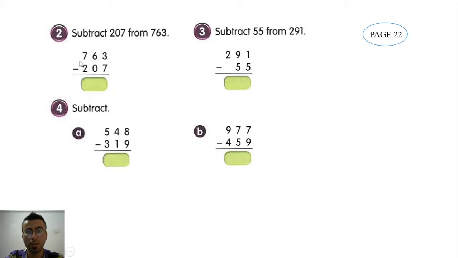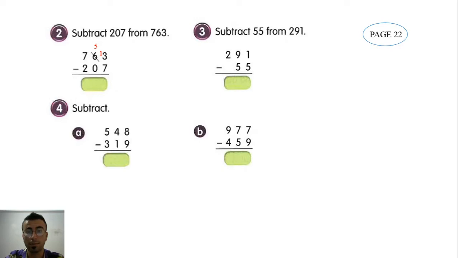Page 22. 763 minus 207. We cannot take 7 ones from 3 ones, so we need to regroup. Let's take 1 ten from 6 tens, right? 1 ten is 10 ones, okay? We have 3 here and we add 10 ones, okay? 13 ones. And we take 1 ten from 6 tens, which is 5 tens now, okay?